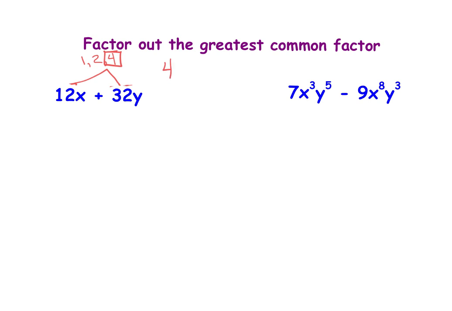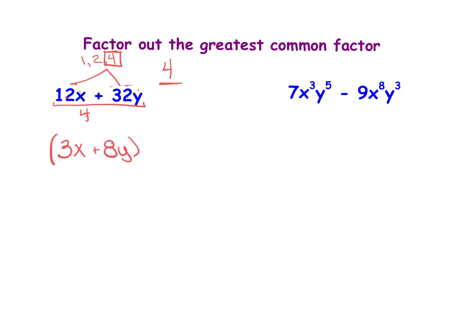Then we have to look at their variables and see what variables they have in common. When I look here, I see that the 12 has an x and the 32 has a y, which tells me they don't have any variables in common. So what we're going to do is essentially undistribute a 4 from each of these. We're going to divide each by 4 by factoring a 4 out in front. When I take 12 divided by 4, I end up with 3, and then the x carries down. And then we're going to take 32 divided by 4, and that's 8, and the y carries down.